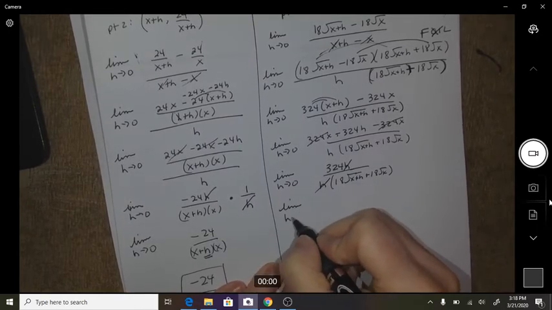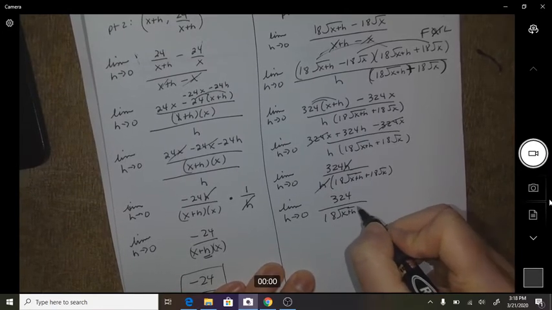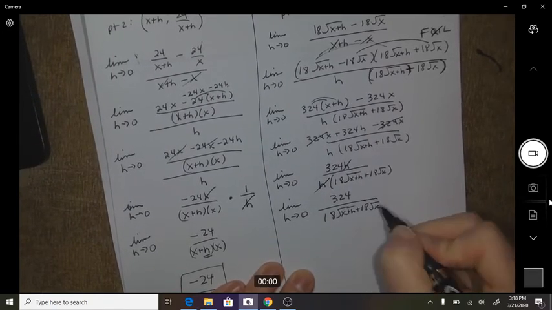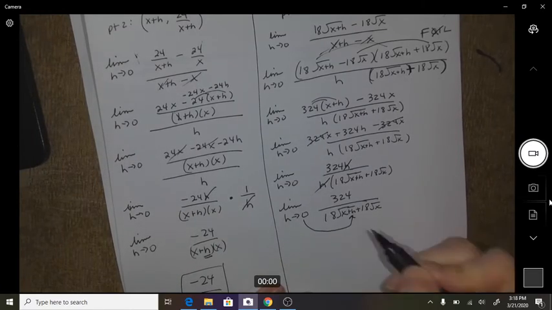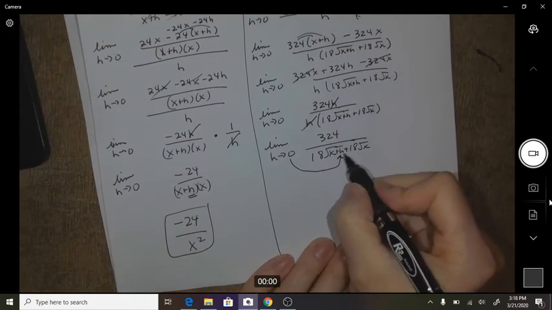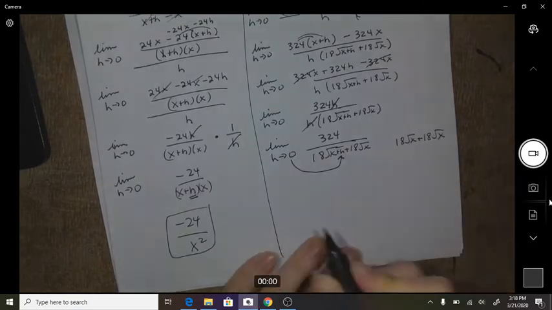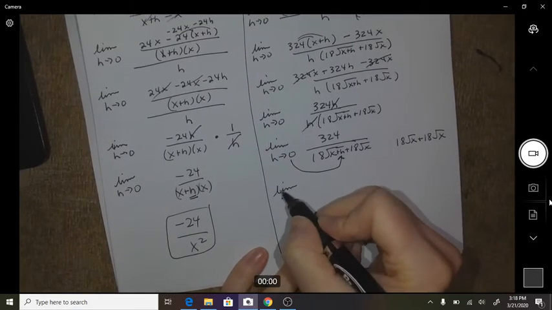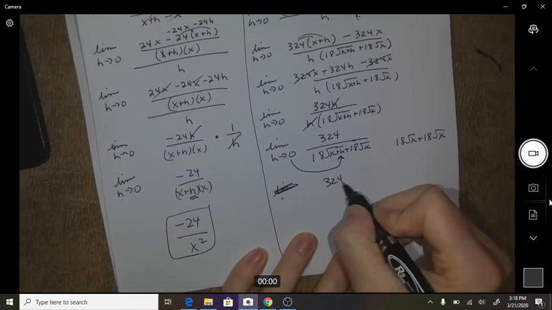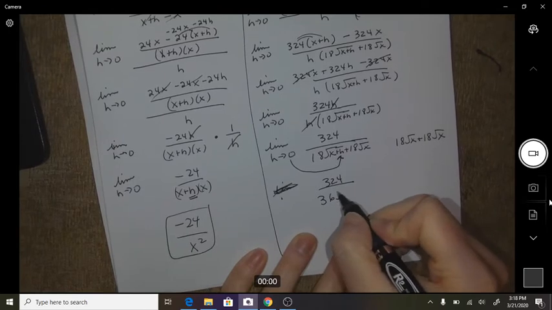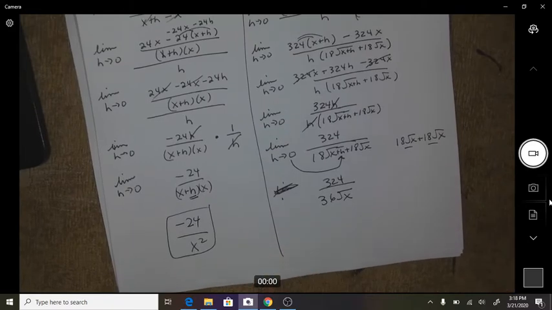So the limit as h approaches 0, and I've simplified the equation and changed it. Now I'm ready to insert the 0 into the h. So this would be 18 root x plus another 18 root x on the bottom. So the limit, I've already applied the limit now, so I can write it as 324 over 36 root x. So I put those together.